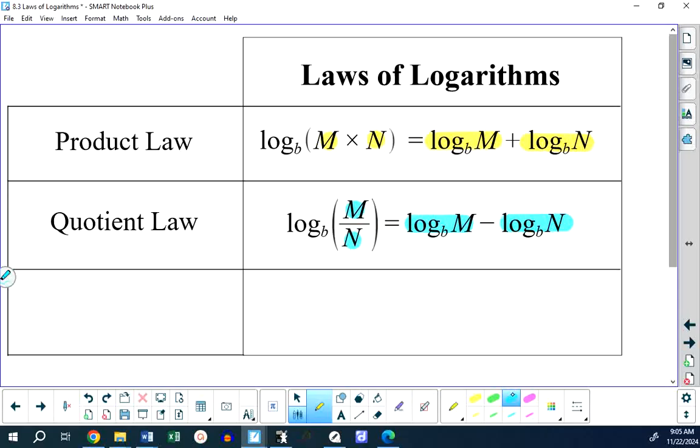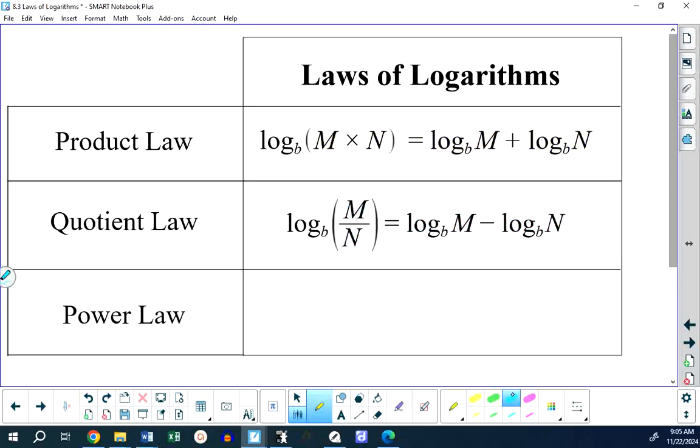And one little seed I want to plant in your head right now is it means this. Anything that is in the denominator will have a negative in front of the logarithm because you're subtracting that logarithm. Anything that is in the numerator will have a positive. That's an important kind of idea, then I'll come back to that.